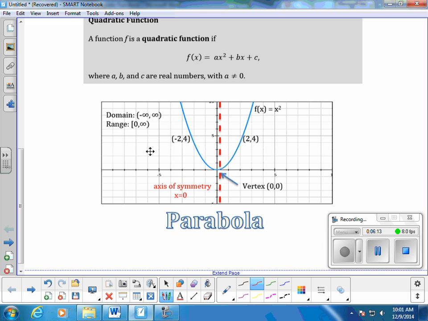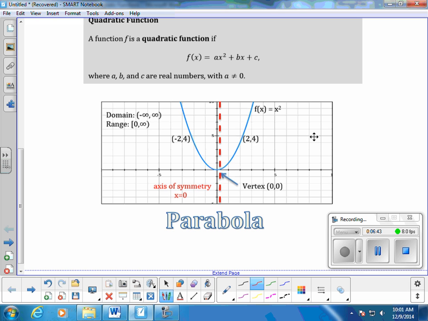Okay, domain is going to be, let me remind you, your domain is all of your x values, leftmost to rightmost, so from negative infinity to positive infinity. Your range is going to be your y values, and it's the bottommost to the top. So as I get here and I start at the bottom, my function doesn't start until 0, and then it goes all the way up in both directions, so 0 to infinity.